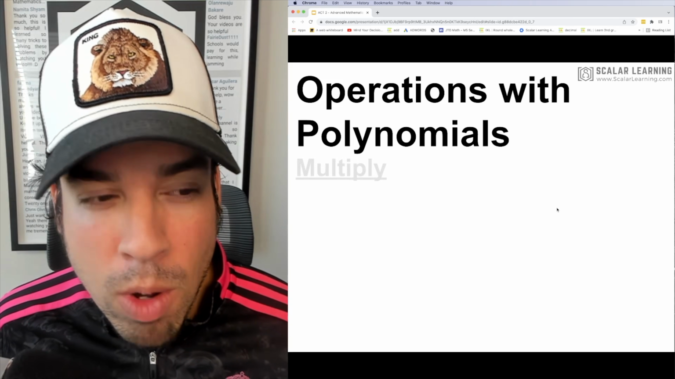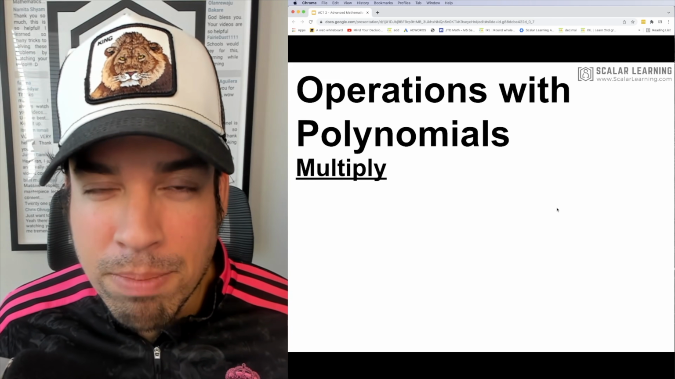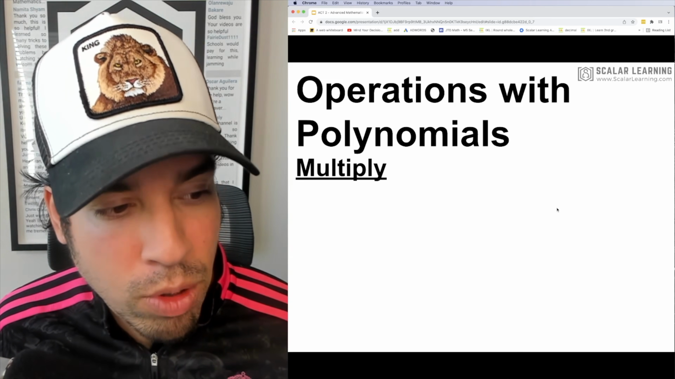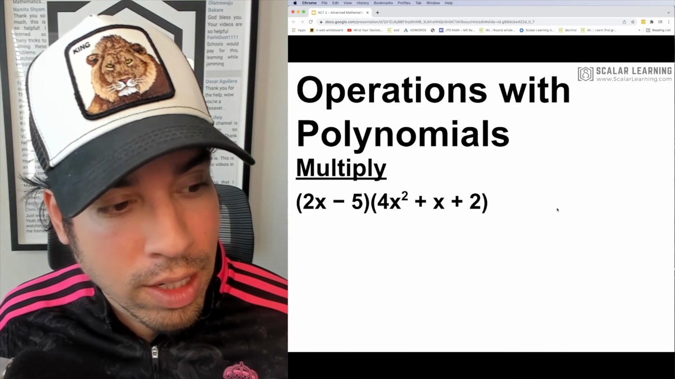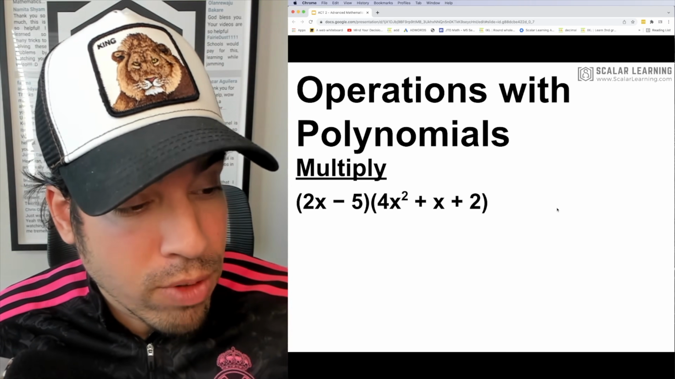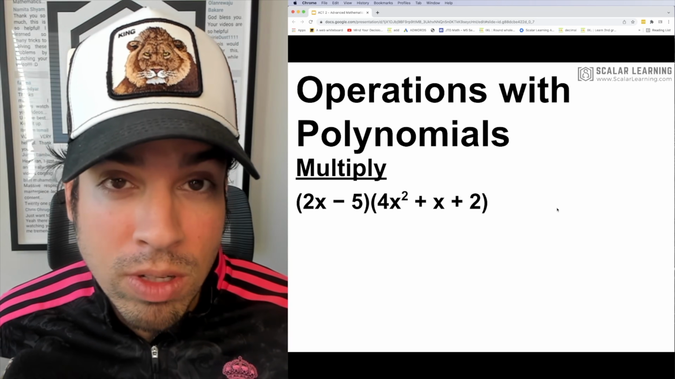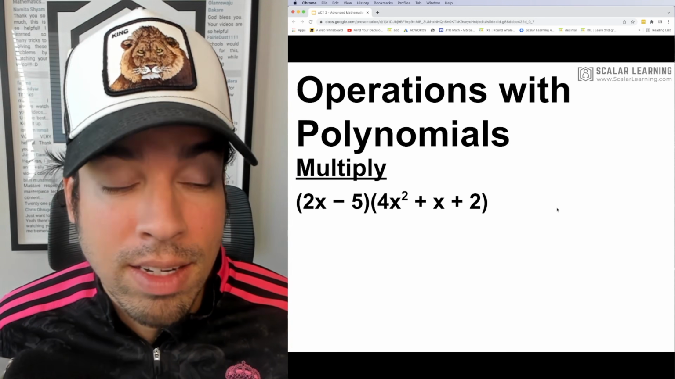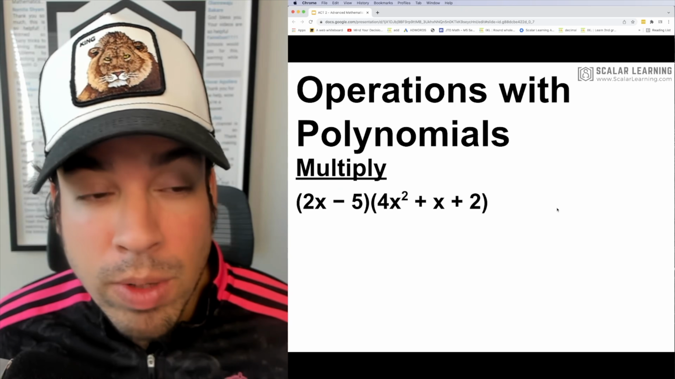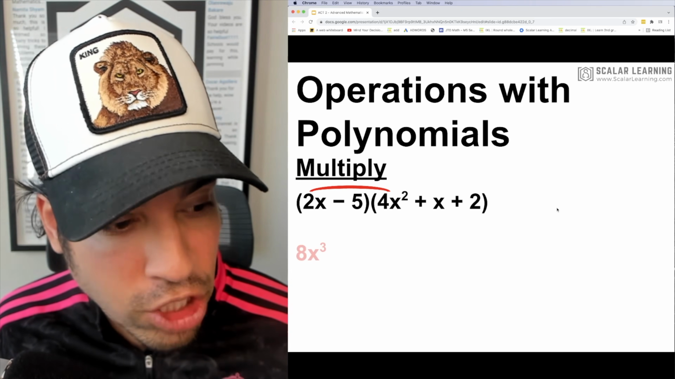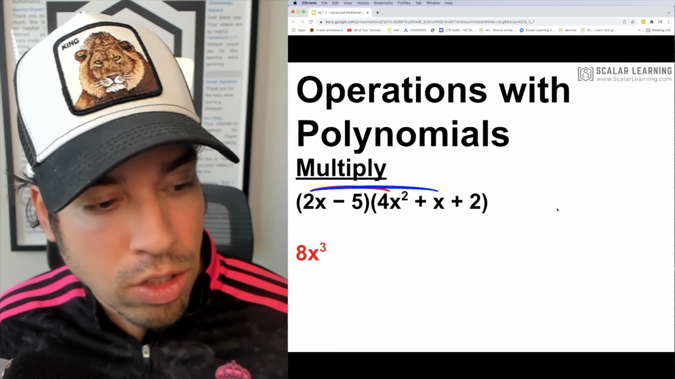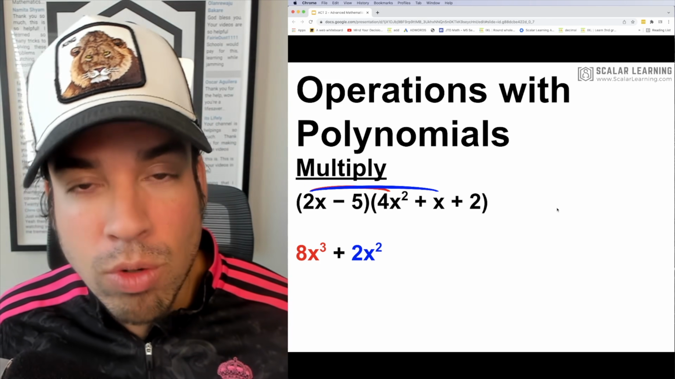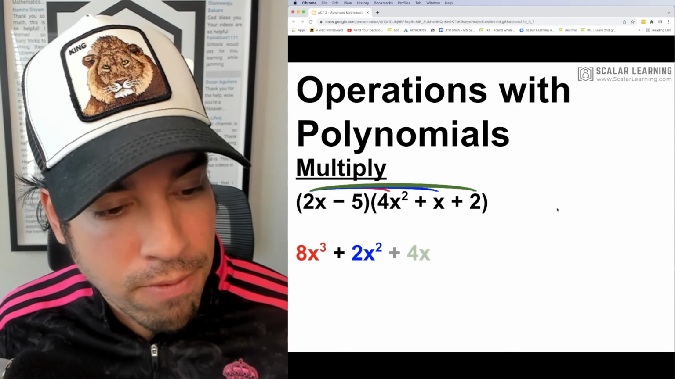Now let's talk about multiplying two polynomials, and this is going to be an expansion of the typical foiling that we see because this is going to be a binomial times a trinomial. So check it out. We're going to jump over, and every term in the first binomial is going to hit every term in the second trinomial. First, we have 2x times 4x squared, which gives us 8x cubed. Then we have 2x times x, which gives us 2x squared. Then we have 2x times 2, which gives us 4x.